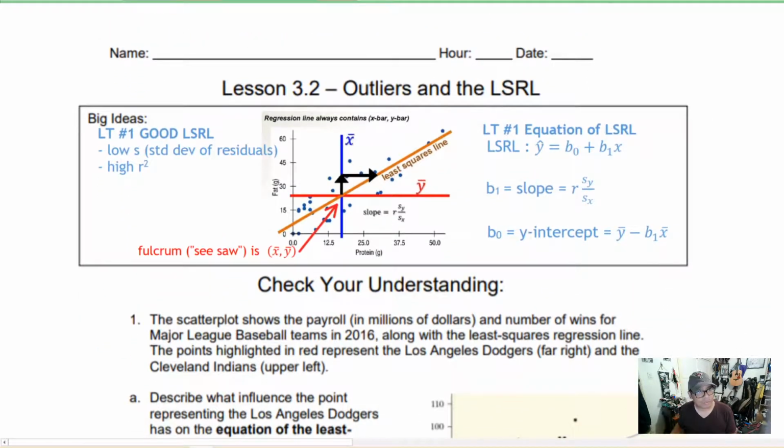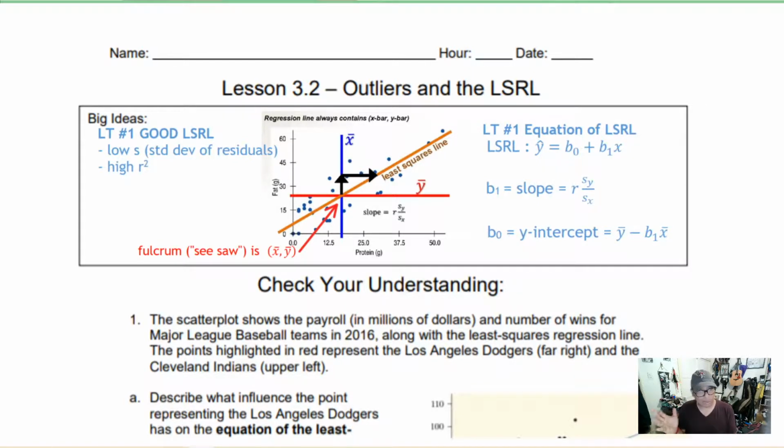And that brings us over to our outliers and the least squares regression line. So a good least squares regression line, which we should talk about, will have a low value of s, so a low standard deviation of the residuals, and it's going to have a high value of r squared. So it's going to have a high reduction in residuals, a high reduction in error.